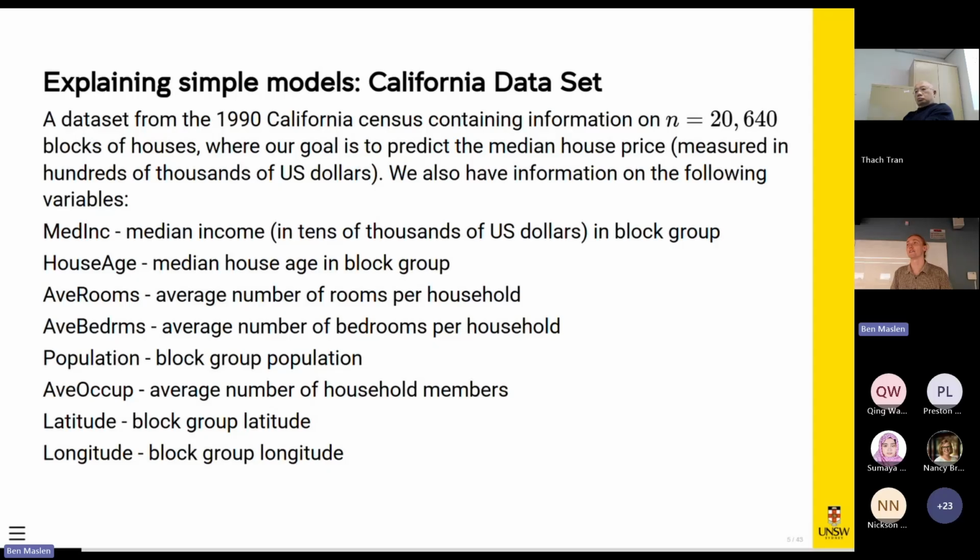block. Okay. So we've got 20,000 blocks of houses, and we have a whole bunch of information on the following variables. So we have the median household income of people within a block in tens of thousands of US dollars, the median house age, the average number of rooms per household, average number of bedrooms, the total population of people living in the block, the average number of household members in the block, and some spatial coordinates of the block itself, latitude and longitude.